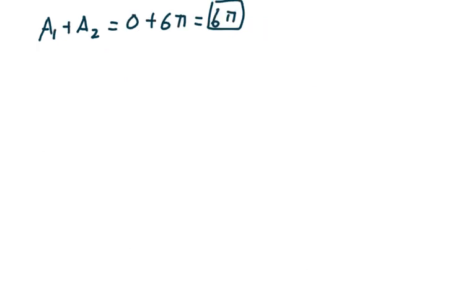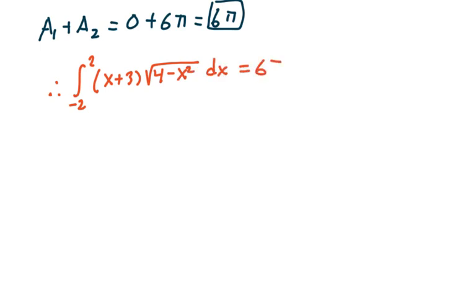And if I add up a1 and a2, I get 6 pi. And so we can conclude that the integral from -2 to 2 of (x + 3) times the square root of 4 minus x squared dx is equal to 6 pi. So I evaluated this integral by interpreting it in terms of areas. And I hope that makes sense.